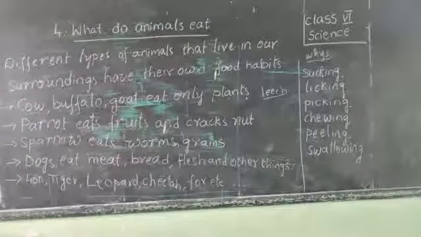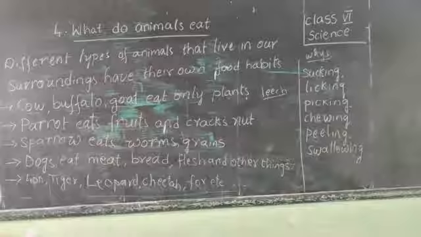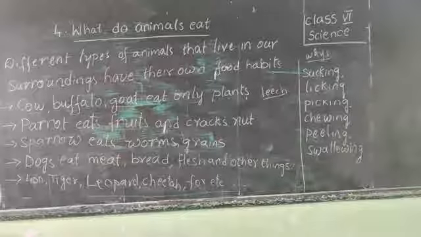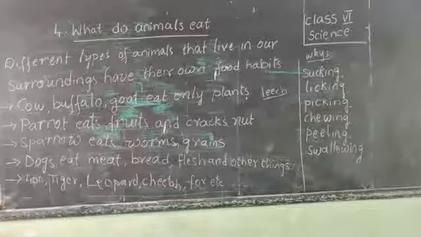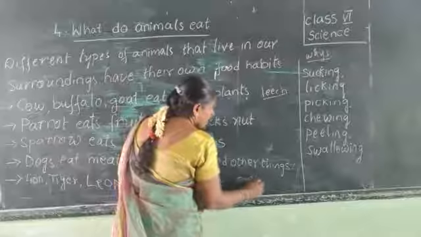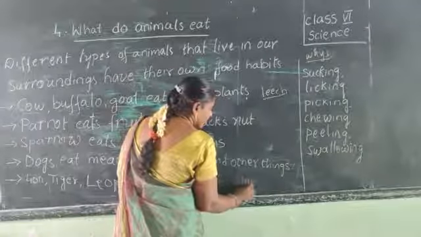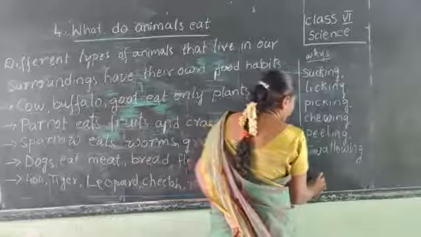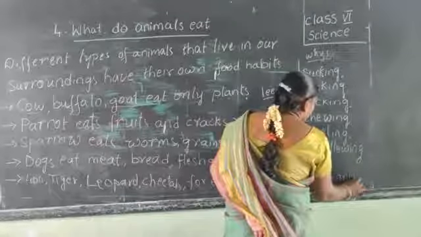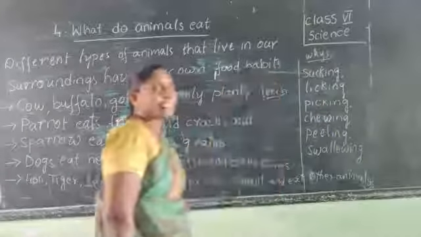So different types of animals that live in our surroundings have their own food habits. Cow, buffalo, goat eat only plants. Parrot eats fruits and cracks nuts. Sparrow eats worms and grains. Dogs eat meat, bread, flesh, and other things. Lion, tiger, leopard, cheetah, fox, etc. eat other animals. They hunt and eat other animals.